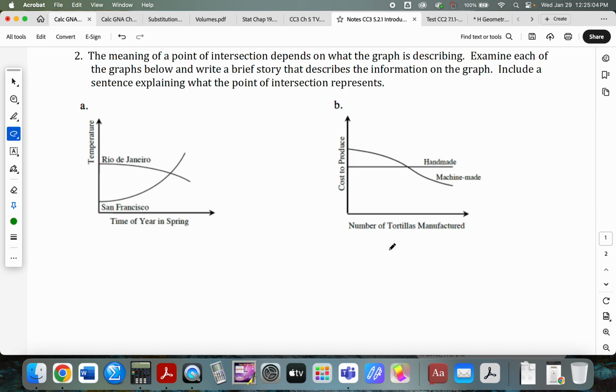So for A, what this graph represents is the time of the year versus the temperature in Rio de Janeiro and in San Francisco. So it's showing you those two different graphs. The point of intersection here is the time of the year where the temperature in Rio de Janeiro and San Francisco is the same. It's the only time when they have the same temperature.